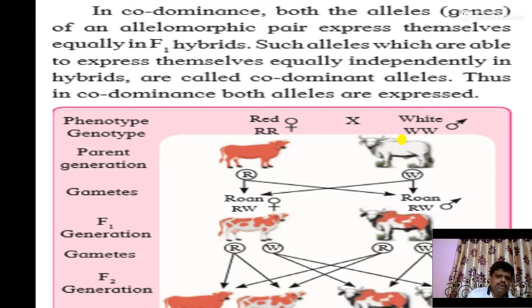So when F1 was selfed to raise the F2 generation, the F2 ratio showed red as to roan as to white, that is again 1 as to 2 as to 1. So red progeny in F2 generation will be 1, then there will be 2 roan and 1 white. So the red as to roan as to white ratio is 1 as to 2 as to 1, means 1 red, 2 roan and 1 white.